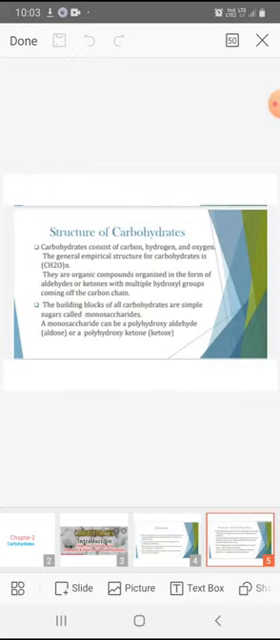Next, the structure of carbohydrate. Carbohydrates consist of carbon, hydrogen and oxygen. The general empirical formula for a carbohydrate is CH2O n. They are organic compounds organized in the form of aldehyde or ketone with multiple hydroxyl groups coming off the carbon chain. The building blocks of all carbohydrates are simple sugars called monosaccharides. A monosaccharide can be a polyhydroxyaldehyde, meaning aldose, or a polyhydroxyketone, meaning ketose.